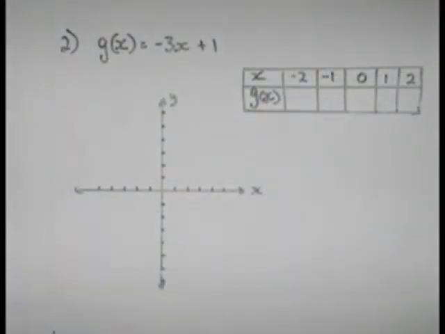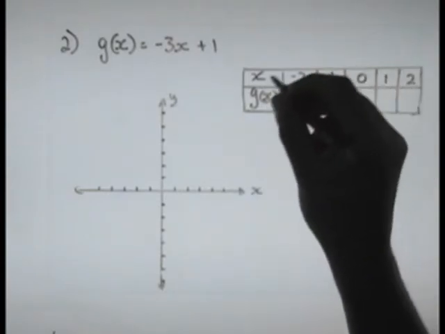The next one I gave you was g of x is equal to negative 3x plus 1. Notice that I gave you a slightly smaller table for this one. Two reasons for that. One, I want you to start getting used to drawing graphs without tables, so we're going to phase it out in the next few examples. And the other reason was that I didn't want to do such long tables.